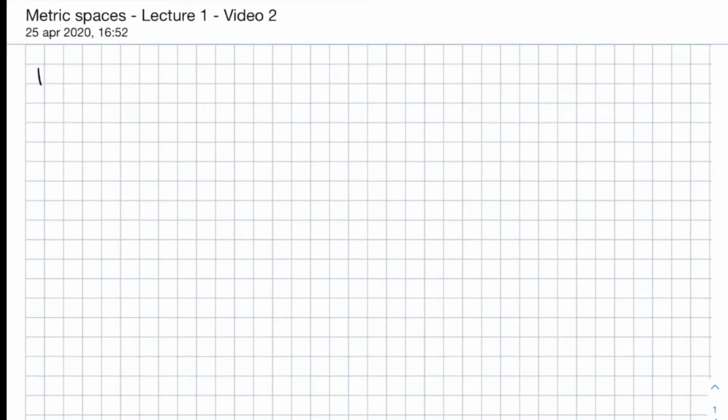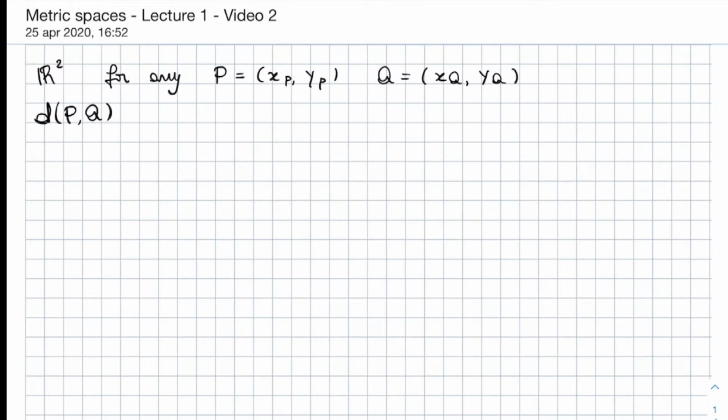So we had R2, which is the plane, and we said that for any two points P with coordinates xp, yp, where xp is the x-coordinate and yp is the y-coordinate, and point Q with coordinates xq, yq, the distance between P and Q, which we denote d(P,Q), is given by the square root of (xq minus xp) squared plus (yq minus yp) squared.